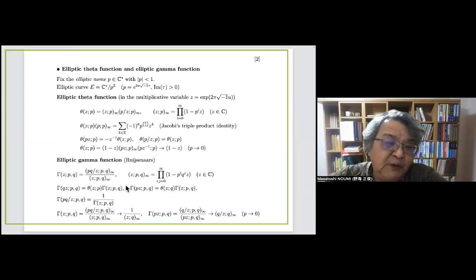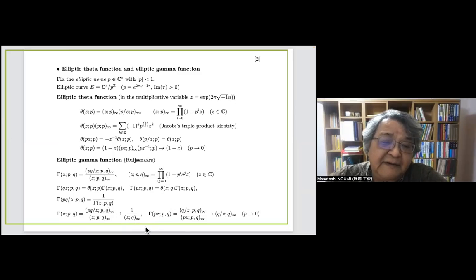And also, this is an inversion, which is obvious from this expression. And also, as I said, the p goes to 0 limit is the trigonometric limit. So if the parameter p goes to 0, the numerator disappears, and the denominator becomes the q-shifted product of this form.